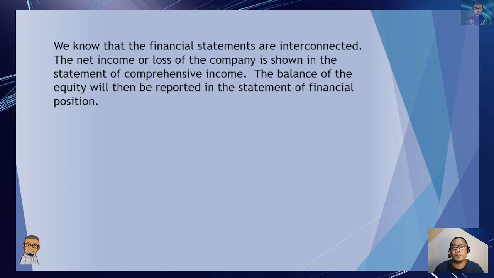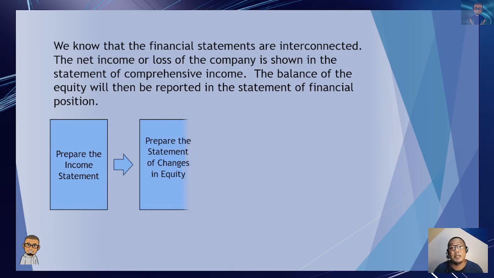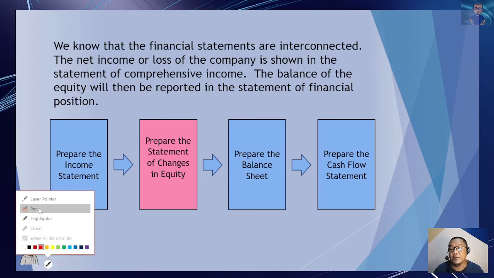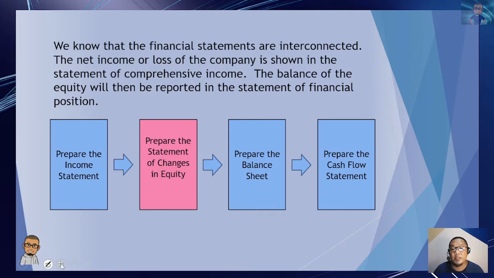Now, we all know that the financial statements are interconnected. The net income or loss of the company is shown in the statement of comprehensive income. Tapos nun, once you're done with the statement of comprehensive income, you prepare the statement of changes in equity. And then we prepare the balance sheet. Then after ng discussion natin dito, ang susunod na discussion naman natin will be for the statement of cash flow. So for now, we are going to concentrate dito sa ating statement of changes in equity.